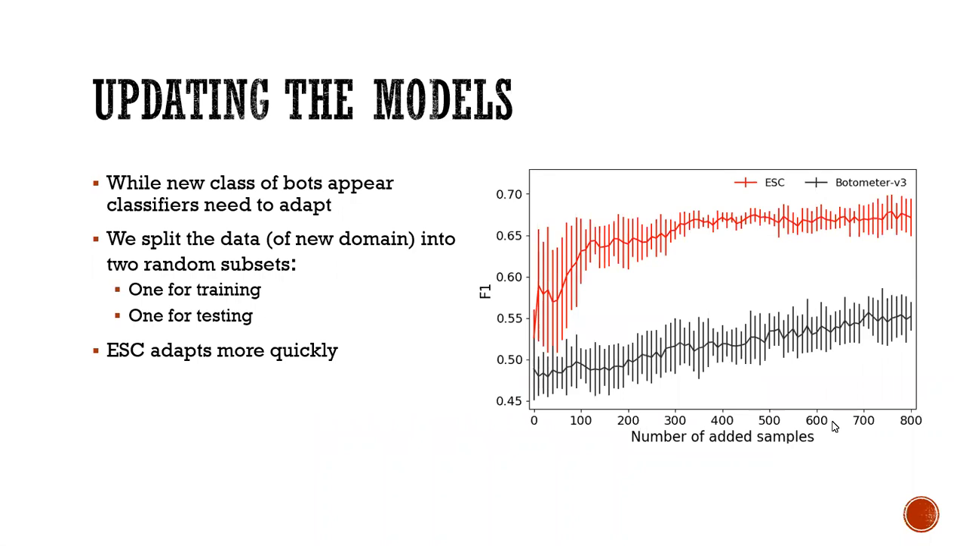Another advantage of ESC is that when we feed the same amount of accounts from a new domain, when a new class of bots appears, ESC adapts more quickly and learns faster. Why? Because base classifiers in ESC work independently. When we get a new class of bots, we train a new specialized classifier, and that classifier specifically works on like 50 examples. But that's not the case for BOTOMETER version 3, which has only one random forest.